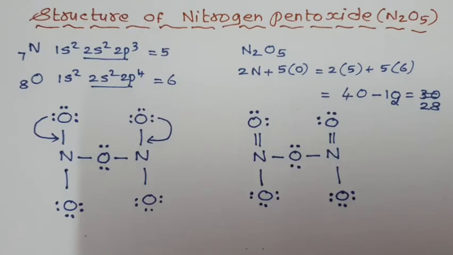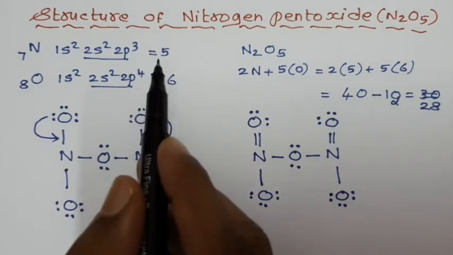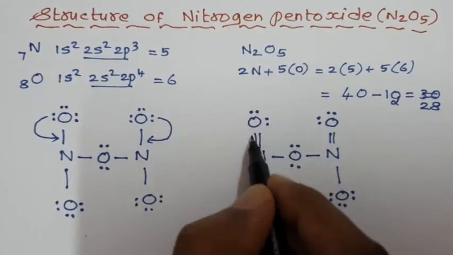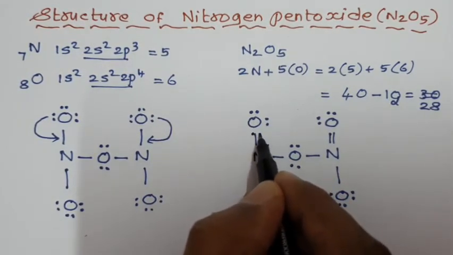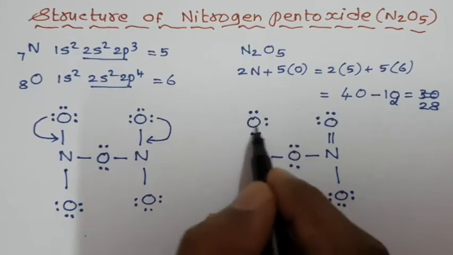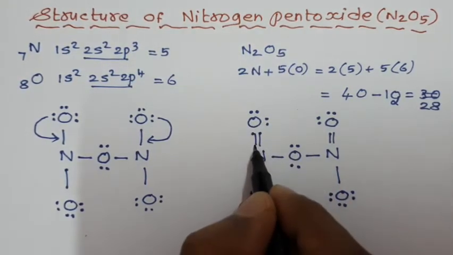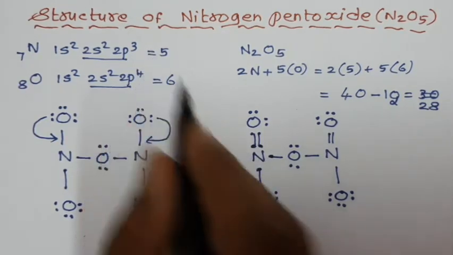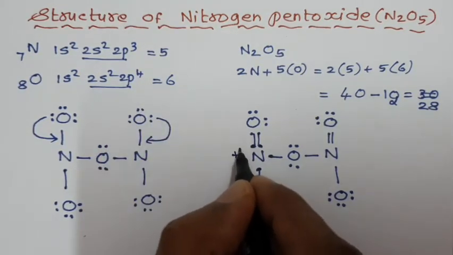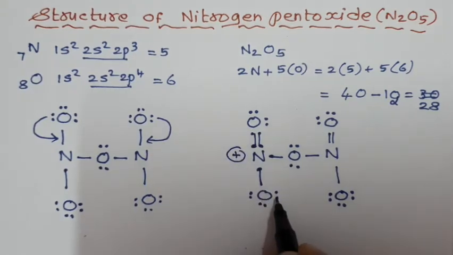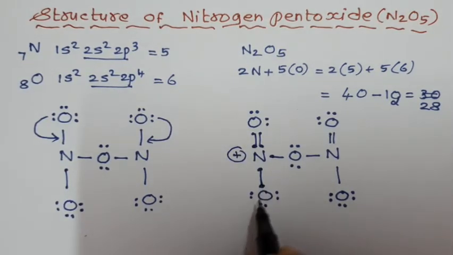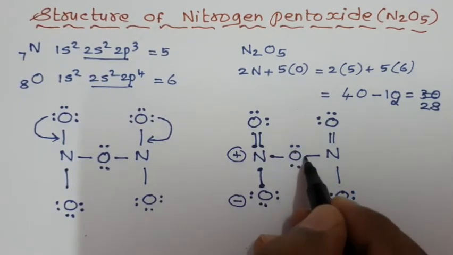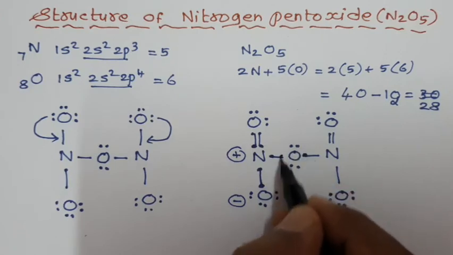Now count the number of electrons around each element. We know nitrogen must have 5 electrons around it, and oxygen must have 6. For this oxygen: 2, 4, 5, 6. So there is no plus or minus on this oxygen atom. Count the electrons around nitrogen: 1, 2, 3, 4. A shortage of 1 electron is indicated by a positive charge. And this oxygen: 2, 4, 6, 7 electrons, therefore 1 minus. And for this oxygen: 2, 4, 5, 6, there is no plus or minus.